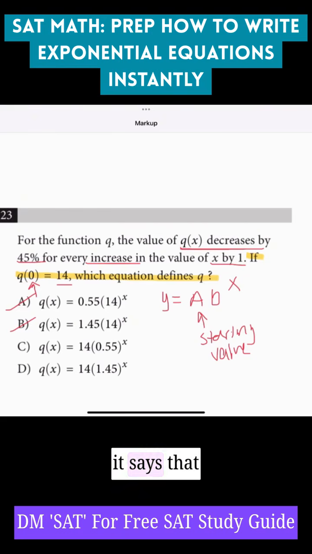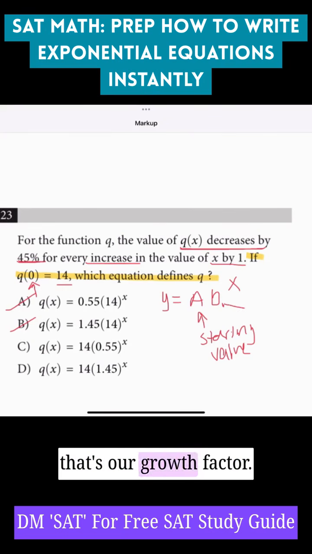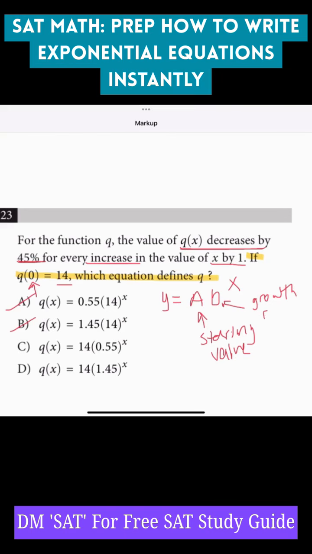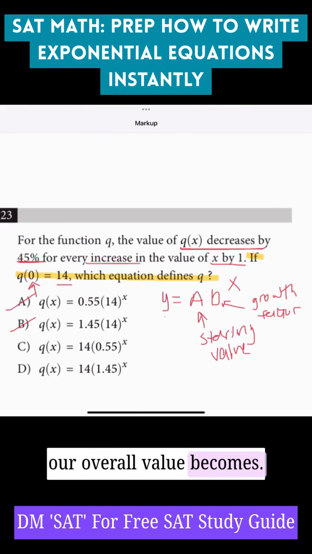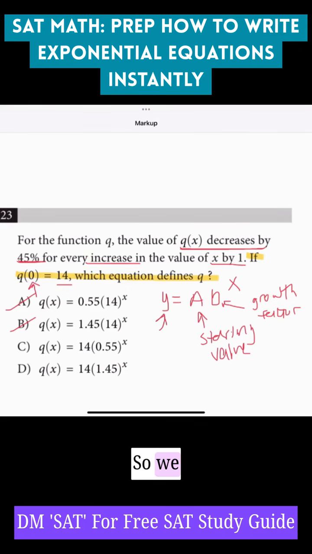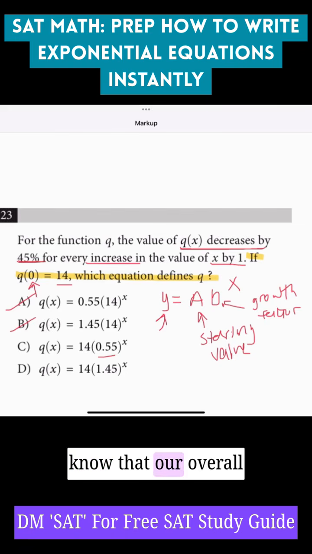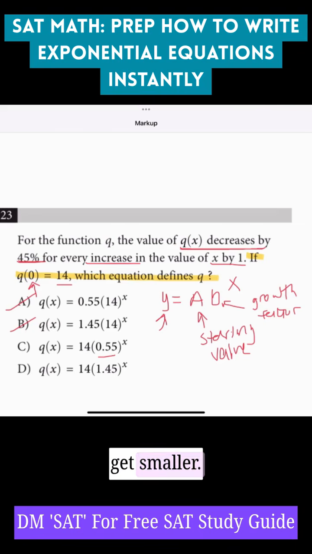Now going back to the question, it says that q of x decreases by 45%. So our b, that's our growth factor. So the more we substitute x, the lower our overall value becomes. So we see for c, the growth factor is 55%. So whenever we exponentiate a decimal, we know that our overall value will get smaller.